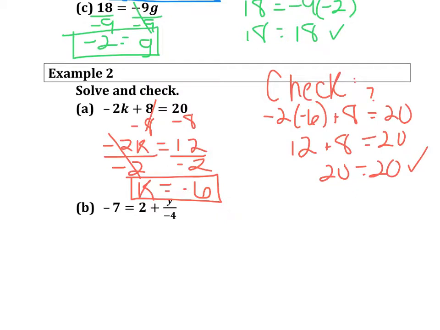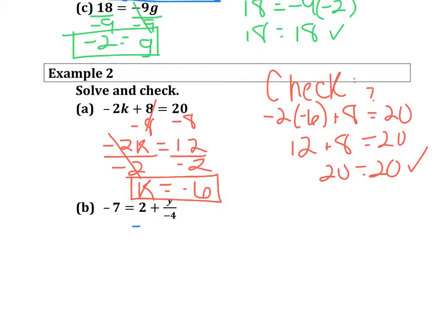Okay, letter B, we have -7 equals 2 plus y over -4. And again, a fraction is a division problem, so don't be afraid of that. Also remember that it doesn't matter if the variable's on the right-hand side. Because -4 is attached to the variable, we're going to ignore that for now, and we're going to first undo the 2. So notice that there's no sign out in front of the 2, so we know it's being added.